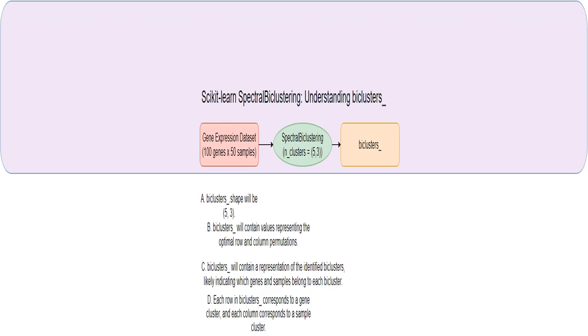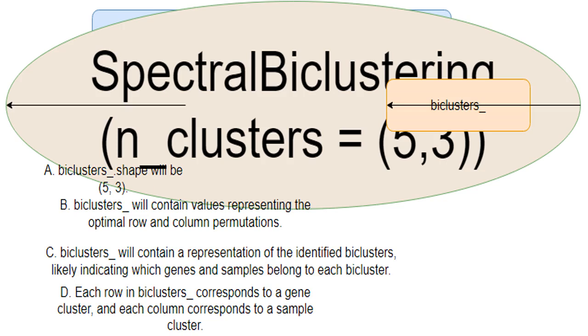I'm using Scikit-Learn's SpectralBiclustering algorithm to find groups of genes and samples that behave similarly in a gene expression dataset. It's like finding communities within a network of genes and samples. I'm telling the algorithm that I expect 5 groups of genes and 3 groups of samples.